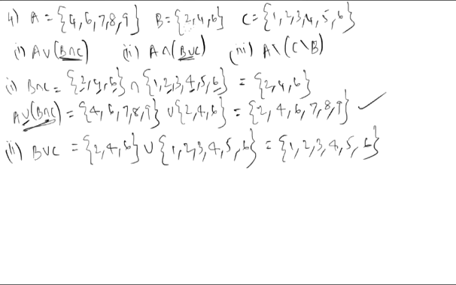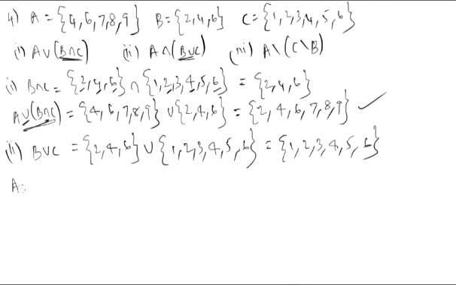Because B is a subset of C, B intersection C gives you B, and B union C gives you C. Just as we saw in the first problem: if A is a subset of B, then A union B is B. Then we also went on to prove in the second sum that A intersection B is A. That's the same thing here.